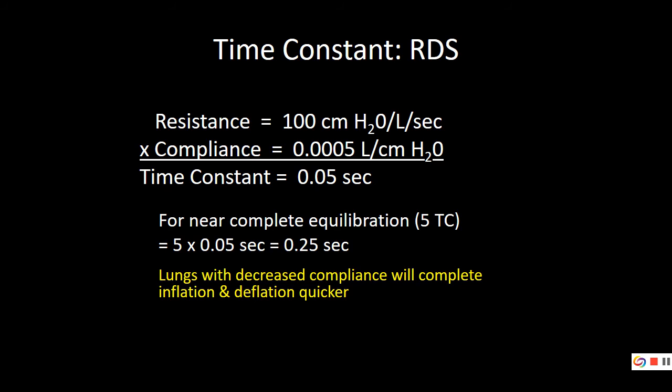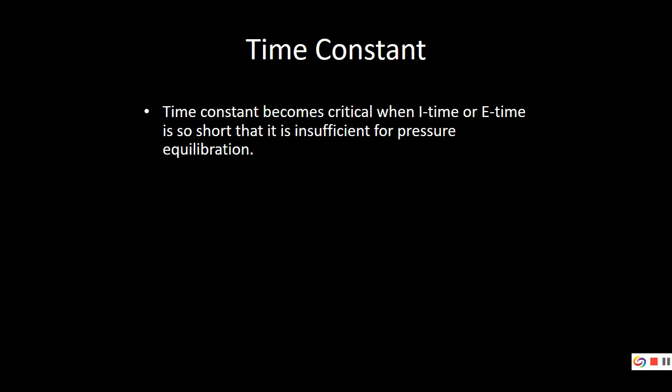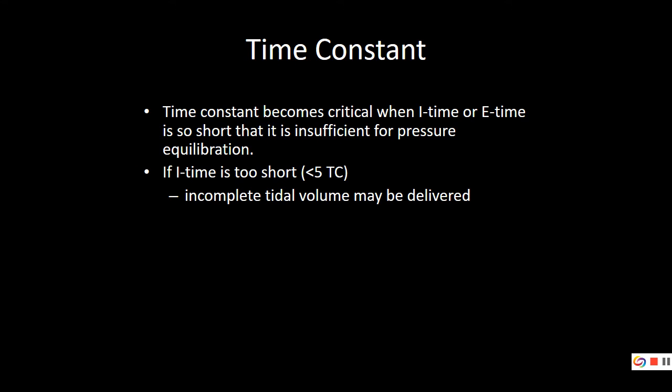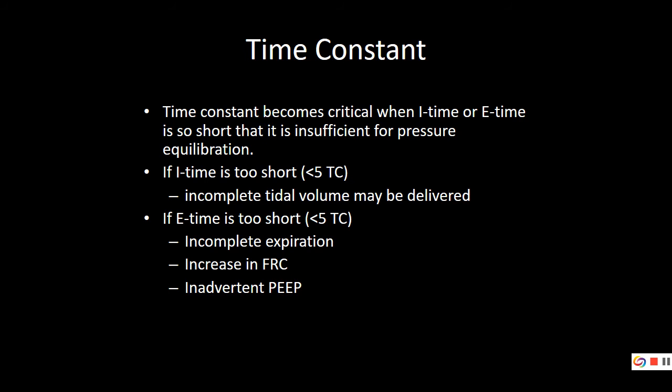So lungs with decreased compliance, like babies with RDS, will complete inflation and deflation quicker. So time constant becomes critical when the inspiratory time or expiratory time is so short that it is insufficient for pressure equilibration. So if the inspiratory time is too short, meaning less than 5 time constants, incomplete tidal volume may be delivered. If the expiratory time is too short, less than 5 time constants, then you might have incomplete expiration, increased FRC, and inadvertent PEEP.